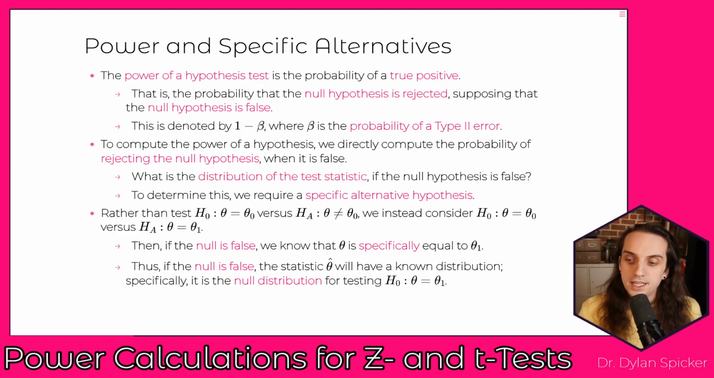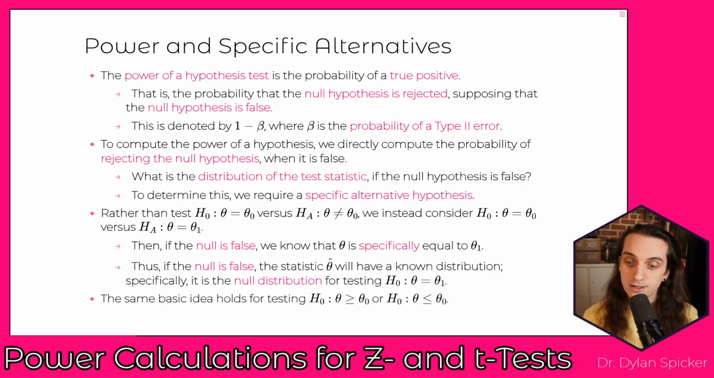Okay. If the null hypothesis is false, then theta hat is going to have the known distribution. Specifically, you could think about it as being the null distribution if you were testing theta equals theta 1. It's going to be the exact same distribution, right? However you would have to work out the null distribution, we can do the same thing to work out the alternative. And then we can use that to calculate our power.